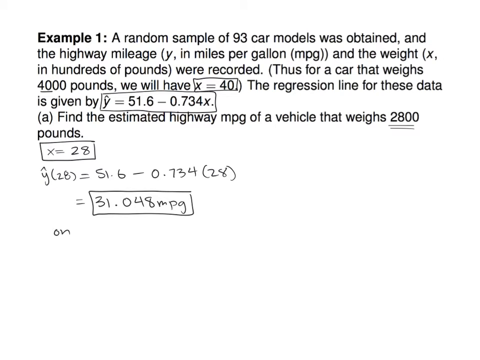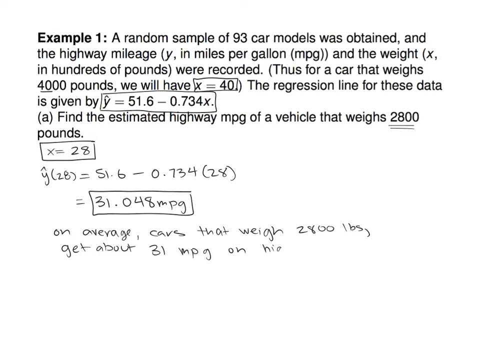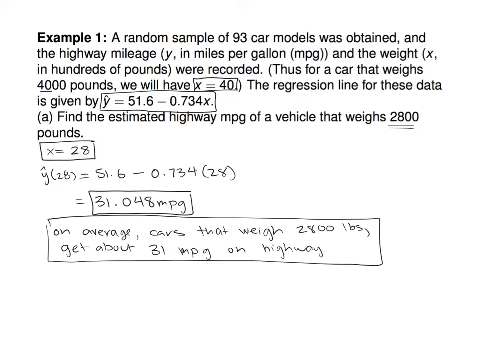So on average, the two magic words, cars that weigh 2,800 pounds get about 31 miles per gallon, and I think this is specifically on the highway. It doesn't mean every single car of that weight gets that MPG, just that the average of all cars that are that weight get that MPG.